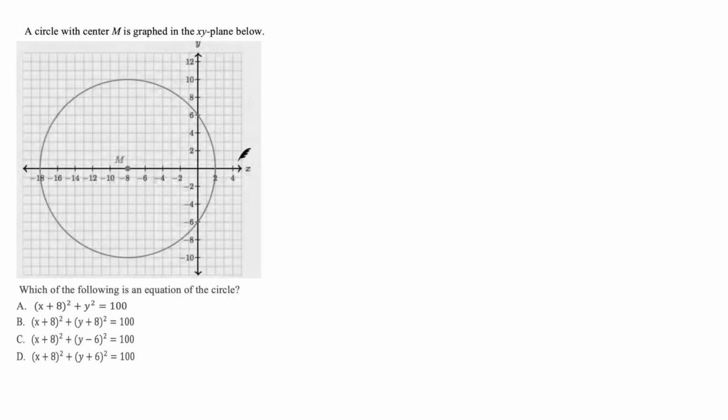Let's have a look at this question. A circle with center M is graphed in the xy plane below. Which of the following is an equation of the circle? Center point is M, which is basically minus 8, 0. So we already have our h, k. Let's plug in the values into our equation. That is x minus h whole square plus y minus k whole square equals r squared.